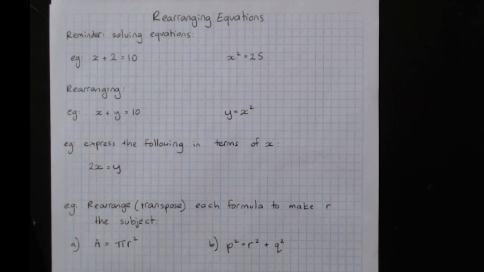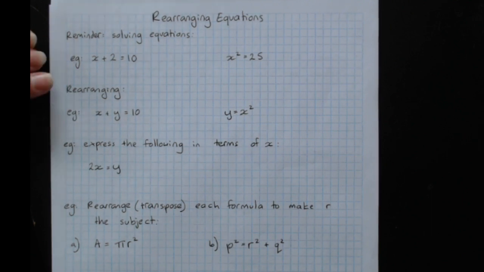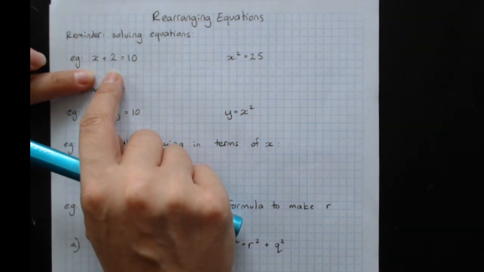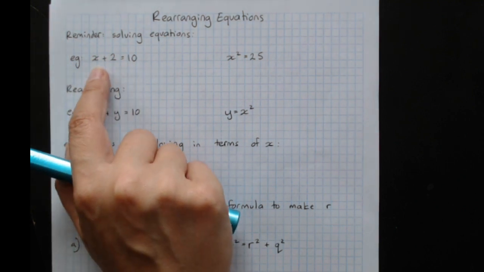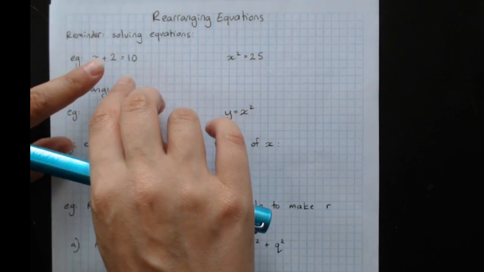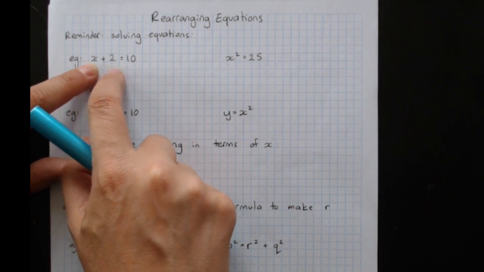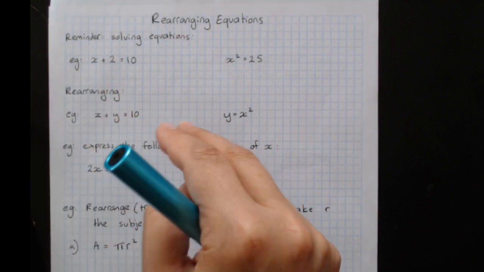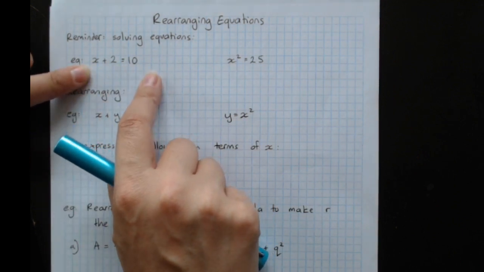Rearranging equations, including equations with squares. So, quick reminder about solving equations. If I'm solving an equation, I want to find out what the pronumeral is. To solve this equation, x plus 2 equals 10, I need to do the reverse of what was done to my pronumeral on both sides until I've cancelled out enough to just have the pronumeral on one side and an answer on the other.